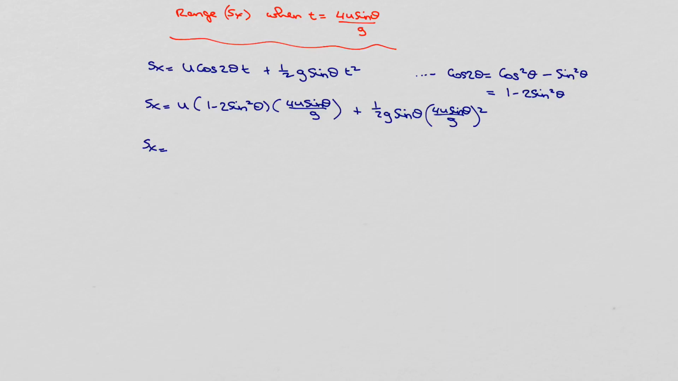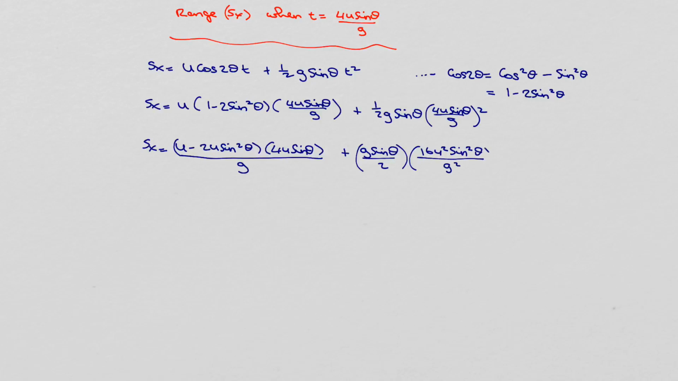Okay, so a little bit of algebra here now, multiplying everything out. So we have u minus 2u sine squared theta times 4u sine theta, and that's going to be all over g. And then I have plus g sine theta, and it's going to be all over 2 times 16u squared sine squared over g squared. Okay, so we're going to end up with a sine cubed here, and again I can see, well, 2 is going to go into 16 and g is going to go into g squared.